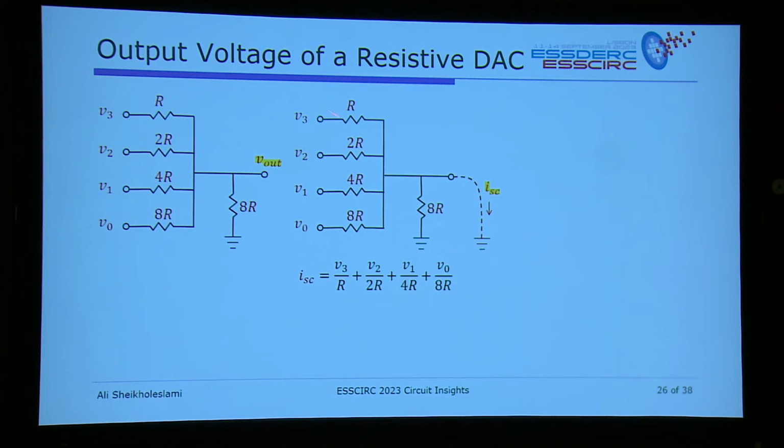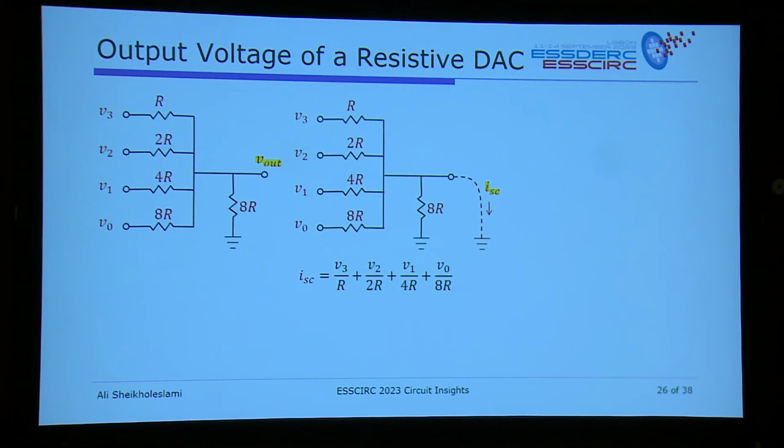What happens if I short this to ground? This goes away. And the current through here is V3 divided by R, V2 divided by 2R, V1 divided by 4R, V0 divided by 8R, and you add them up. That's the short circuit current. You already see the DAC action here, right? Because these are being scaled with the binary ratios.